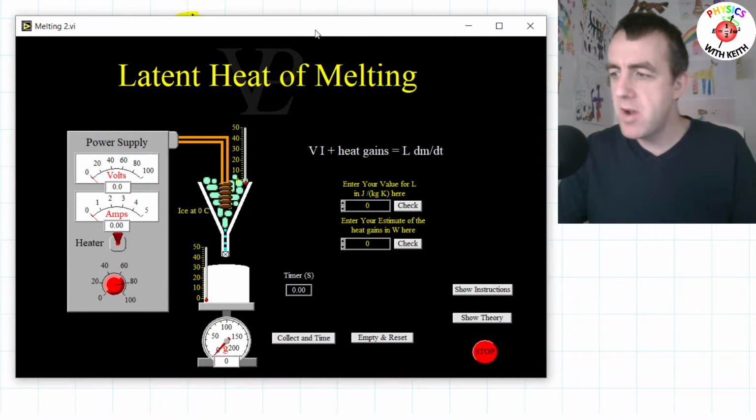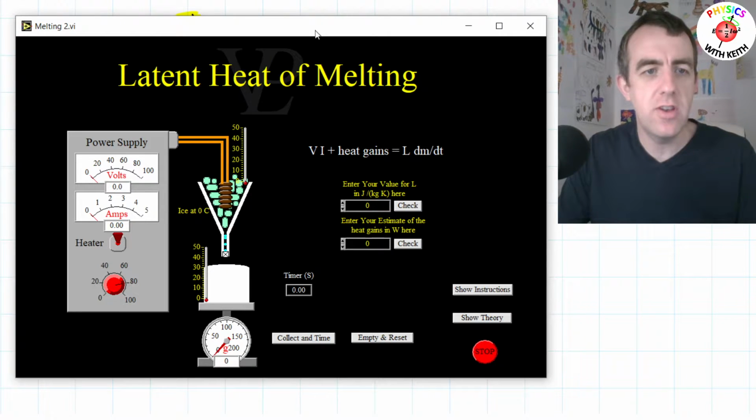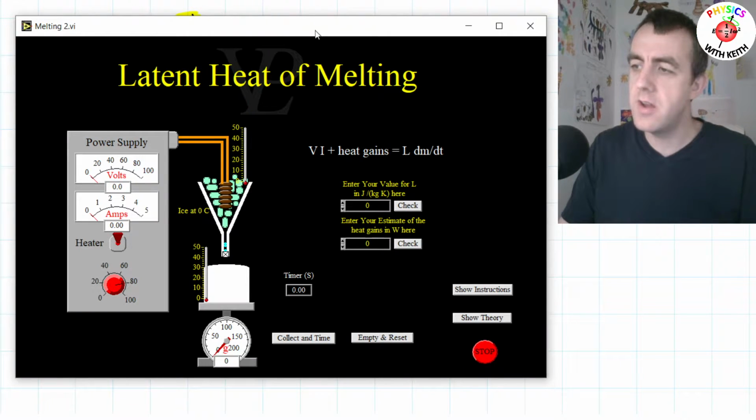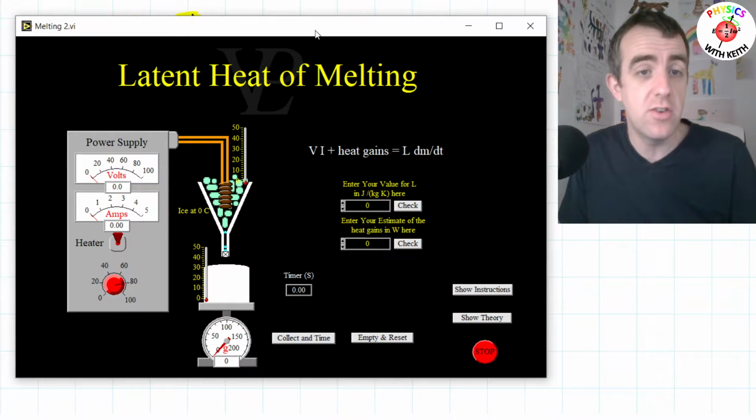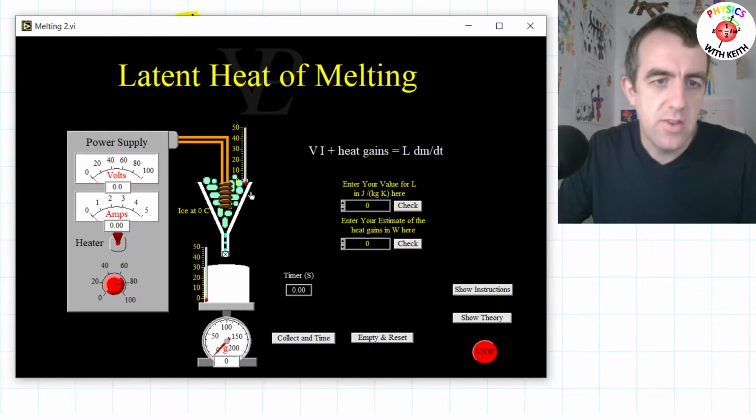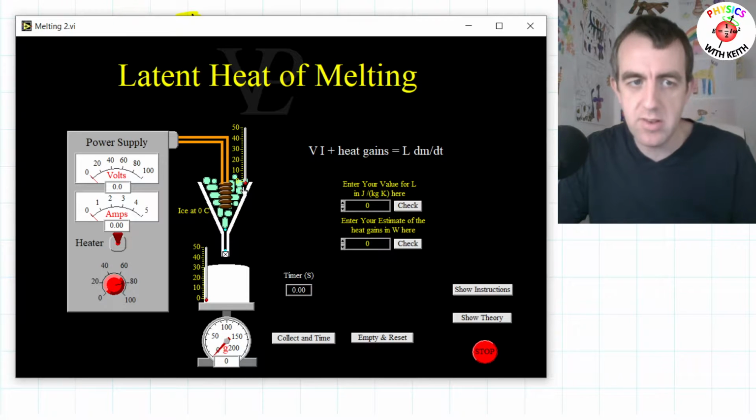So to perform the experiment, we're going to use this simulation that was produced by Dr. John Nunn of the National Physical Laboratory. This is part of the Virtual Physics Lab suite, and Dr. John Nunn has given me permission to use this in my videos and tutorials. You can see that the ice is at 0 degrees Celsius, and so we don't have to worry about heating the ice up to 0 degrees Celsius before we start.